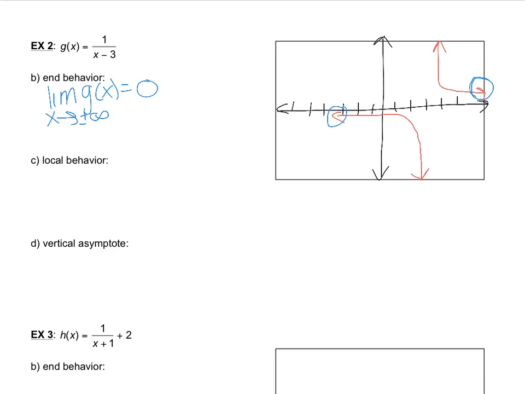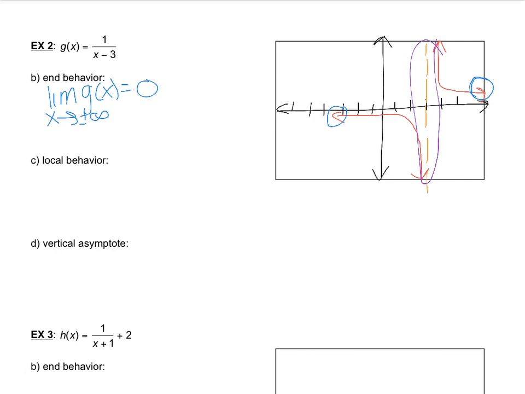So local behavior, remember, we are interested in a local value of x, not an infinite value of x. We see here that there's something interesting happening in the graph right there where x equals 3. That is our area of interest, and there's actually an asymptote right here.